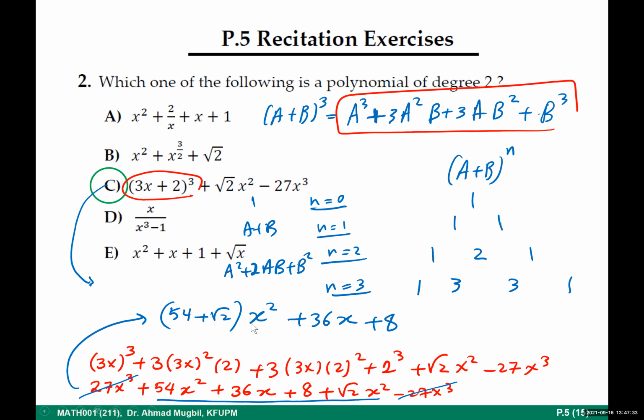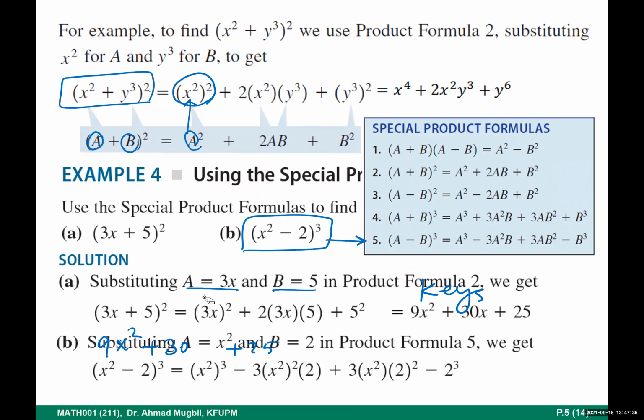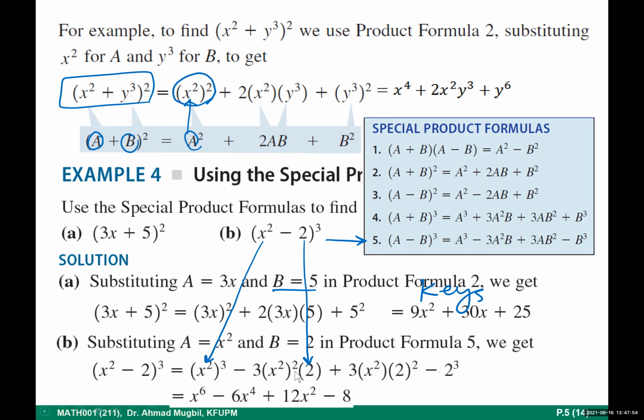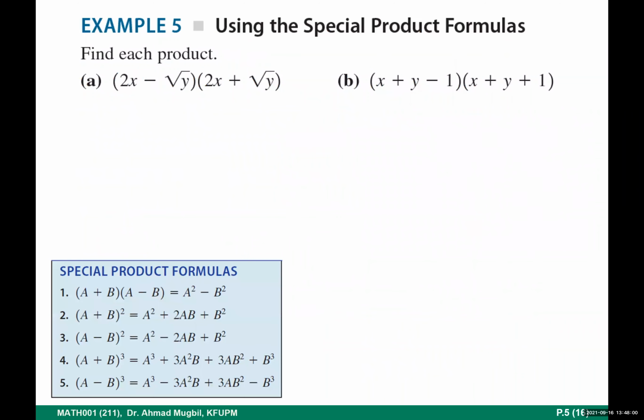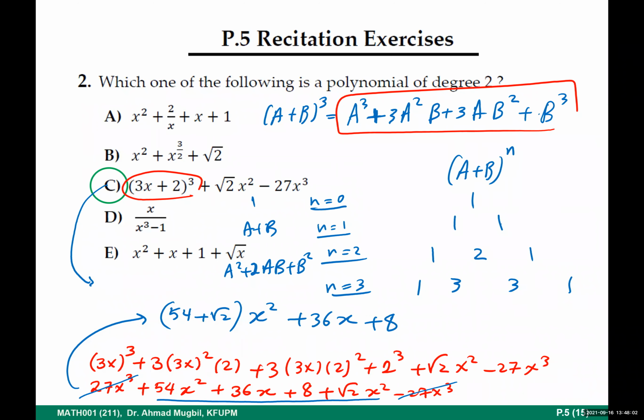Okay. Look now at part B here. It is the same, but you will use formula number 5 where you have negative. So the signs will be alternating: positive, negative, positive, negative. Again, this is A, and this is B, which is 2. Be careful when you do this, and of course, this will be the result at the end. Any question, Shabab, so far about this?